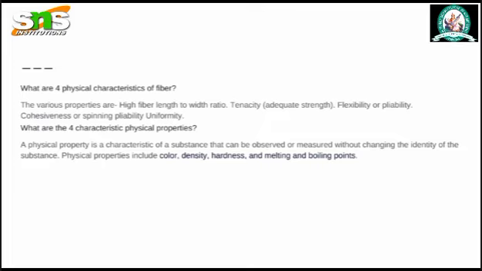What are the four characteristics of physical properties? A physical property is a characteristic of the substance that can be observed or measured without changing the identity of a substance. Physical property includes color, density, hardness, melting and boiling points.